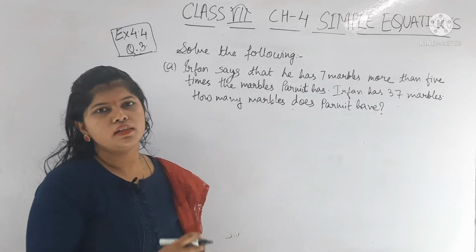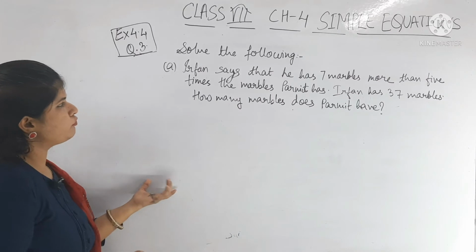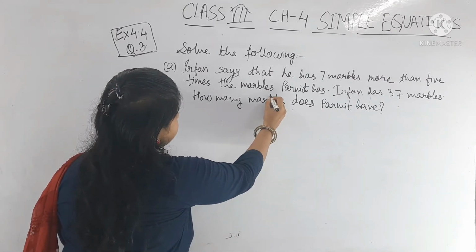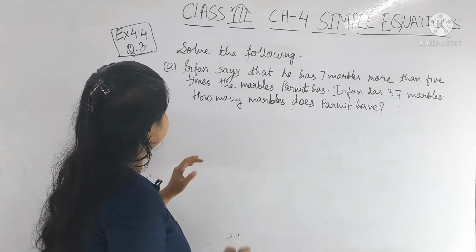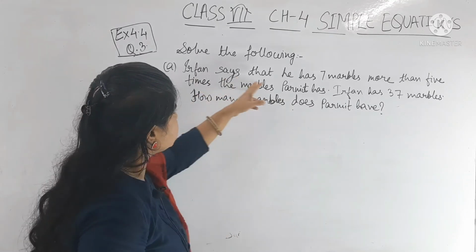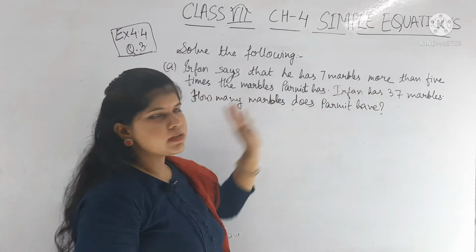Okay, next is question number 3. You have to solve the following statement questions. What you have to do is write the equation. Irfan says that he has 7 marbles more than 5 times the marbles Parmeet has.